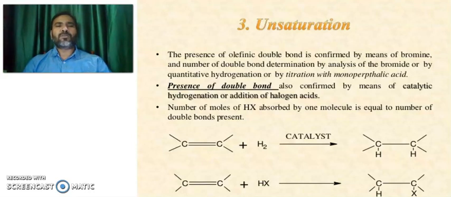The presence of a double bond is also confirmed by means of catalytic hydrogenation or addition of halogen acids. The number of moles of HX absorbed by one molecule is equal to the number of double bonds present. You can see here one double bond takes 2 hydrogens in catalytic hydrogenation and gives the saturated product. Again, the double bond reacts with HX acid and gives the saturated product.